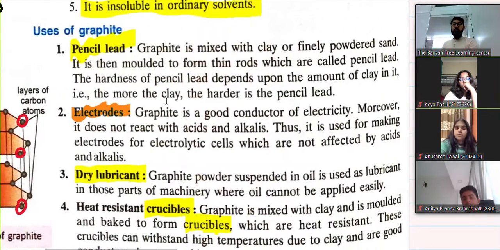Uses, देखो, pencil lead. Graphite is mixed with clay or finely powdered sand. It is then molded to form thin rods which are called pencil lead. The hardness of pencil lead depends upon the amount of clay in it. The more clay, the harder the pencil lead is.